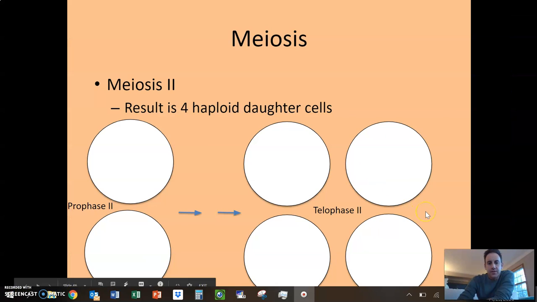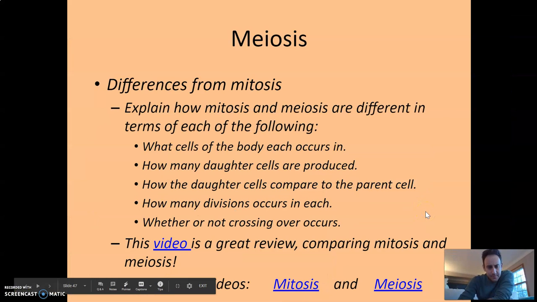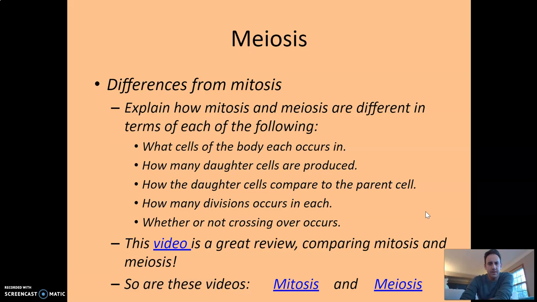All right. So now this would be a great time for you to take a moment to reflect on the differences between mitosis and meiosis. A Venn diagram, a double bubble. How are these different? It really is truly worth taking some time to just sit down and make sense of this. So what cells of the body does each occur in? How many daughter cells are produced? How does the daughter cell compare to the parent? How many divisions occur in each? Where does crossing over occur?